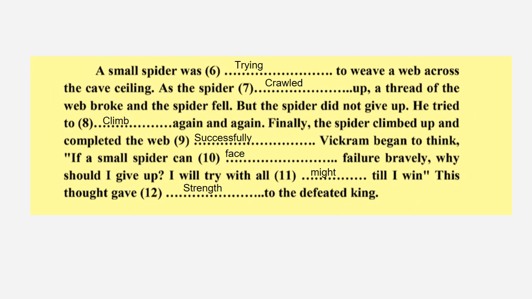A small spider was trying to wave a web across the cave ceiling. As the spider crawled up, a thread of the web broke and the spider fell. But the spider did not give up. He tried to climb again and again. Finally, the spider climbed up and completed the web successfully. Vikram began to think, if a small spider can face failure bravely, why should I give up? I will try with all might till I win. This thought gave strength to the defeated king.